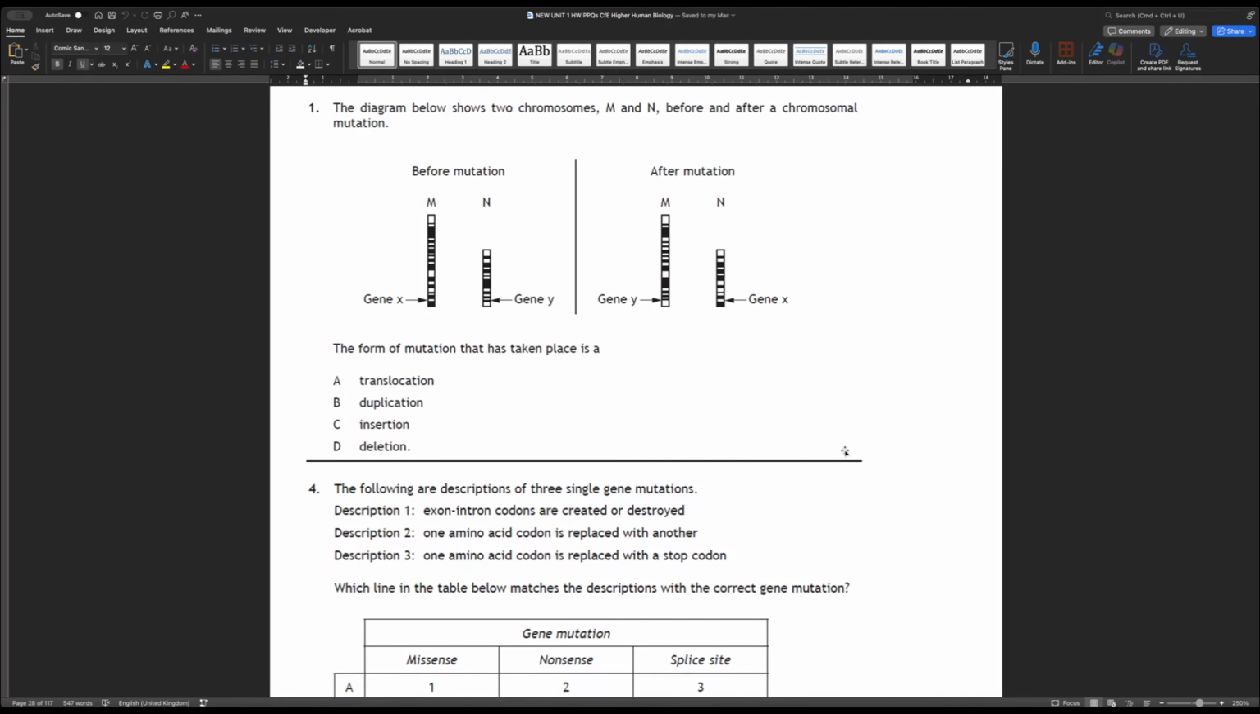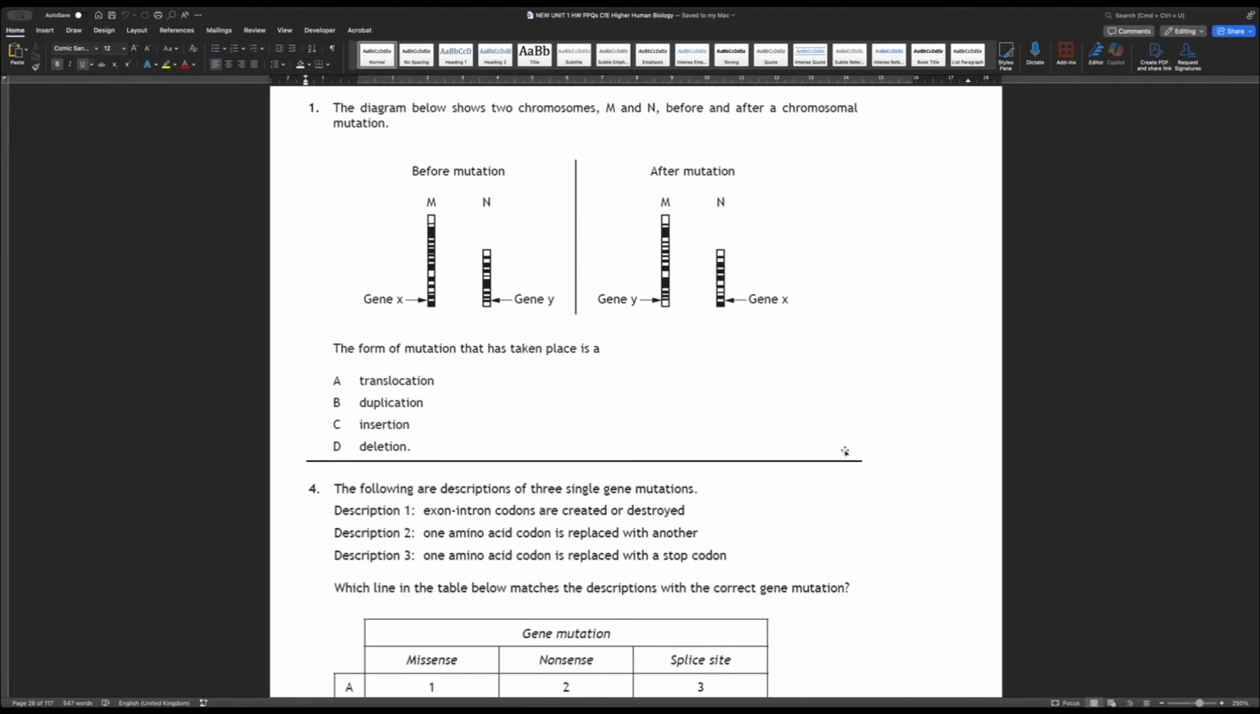So number one, the diagram below shows two chromosomes M and N before and after a chromosomal mutation. The form of mutation that has taken place is a... Okay, so let's look at what we have got here. Okay, it can either be a translocation, a duplication, an insertion, or deletion. So look at what we have. We've got M and N. Okay, that's two chromosomes. Immediately, what can we see? Well, we can see that M and N are not homologous. Okay, they are not homologous. So therefore, we can immediately eliminate duplication.